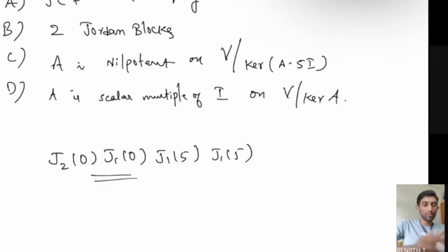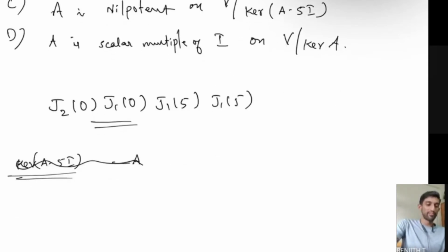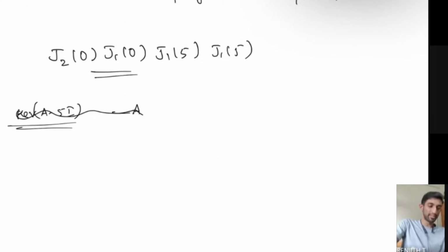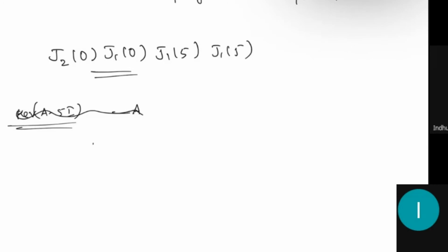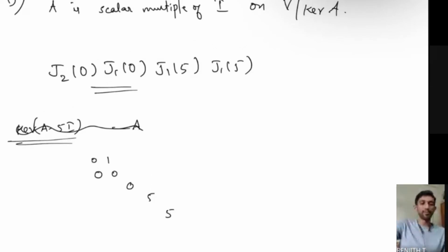So if you remove that part, kernel of A minus 5I, the rest of the part is just A, right? There is no A minus something. So you can write the whole space. What is the matrix coming here? 0, 1, 0, 0, 0. 0, 1, 0, 1, 0, and 5, 5. Okay. Now we are removing the part with eigenvector 5, which means we don't need this part.